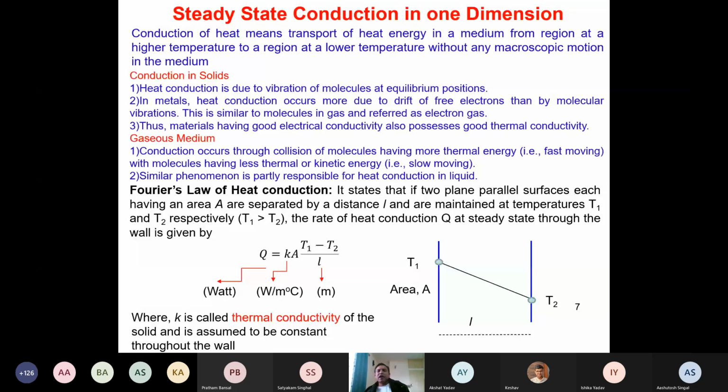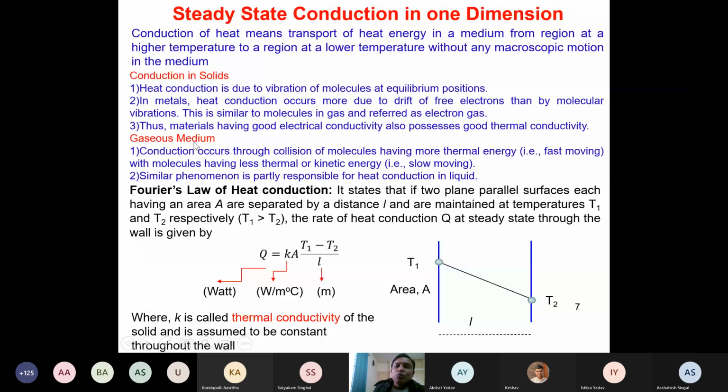So what we are trying to discuss here is, in metals, the heat conduction takes place primarily because of movement of the electrons, and this is similar to the movement of the molecules which we see in the gases. So this is also referred to as electron gas when we are looking at the metals. The drift of the free electrons is referred to as the movement of the electron gas. Okay. So this is just an analogy with the kinetic theory of the gases and the conduction in the metals.